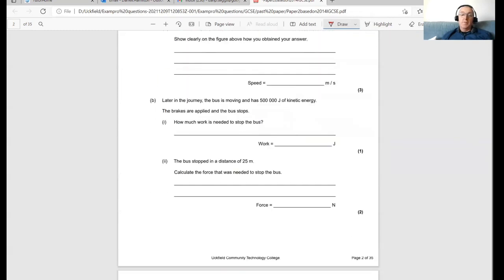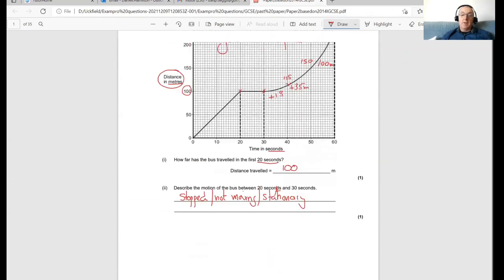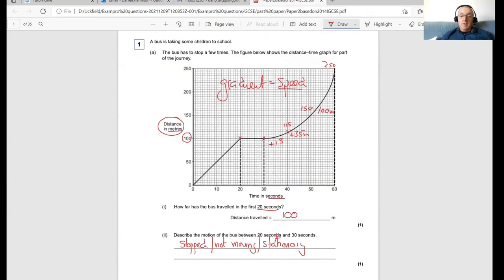So there's our next part answered. Then what is the speed of the bus at 45 seconds? 45 seconds, that is 1, 2, 3, 4, 5 there. Just check I've got that right. 1, 2, 3, 4, 5. The old eyes are not great. So there we go. There's our 45 seconds.